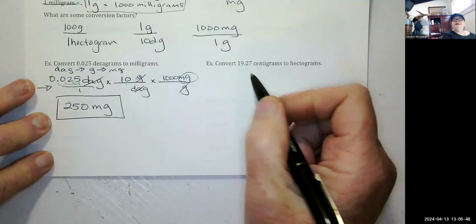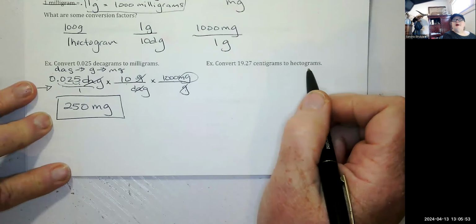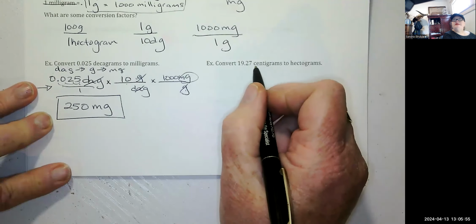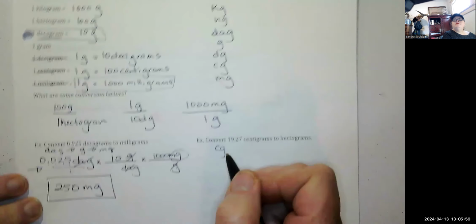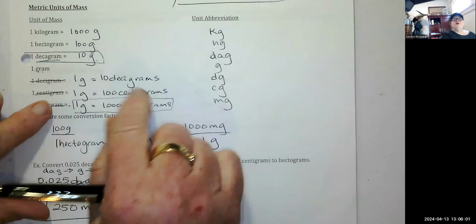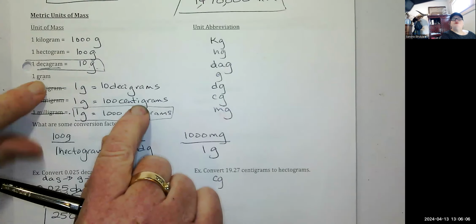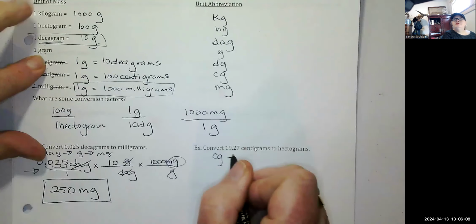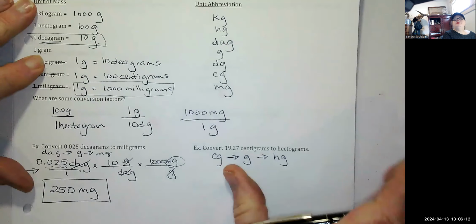The next one is 19.27 centigrams to hectograms. Well, I've got to go from centigrams to grams first, probably. So centigrams is here, and I'm trying to get to hectograms, which is up here. So I have to go through grams, centigrams to grams to hectograms. That's what I'm going to be doing.